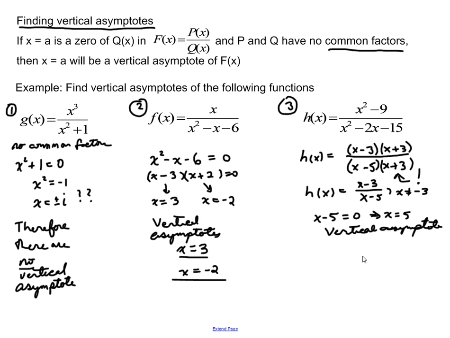Okay, so vertical asymptotes: number one, make sure you've got no common factors. Once you've found that, then look for the zeros of your denominator. The line x equals whatever that number is will be your vertical asymptote.